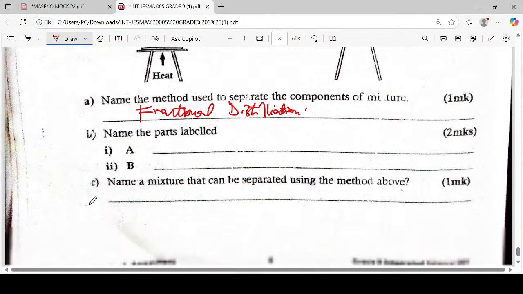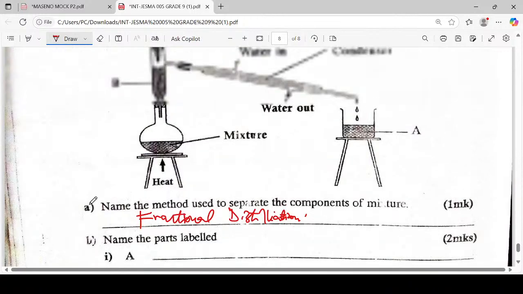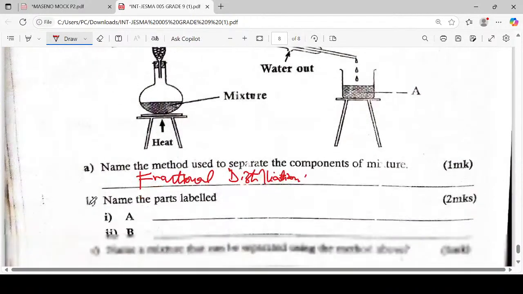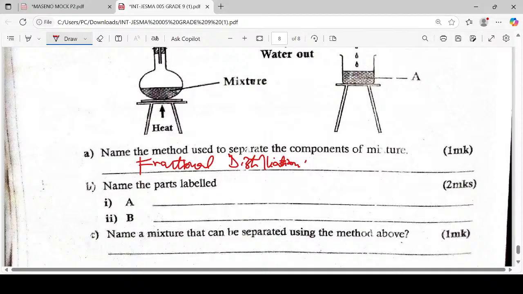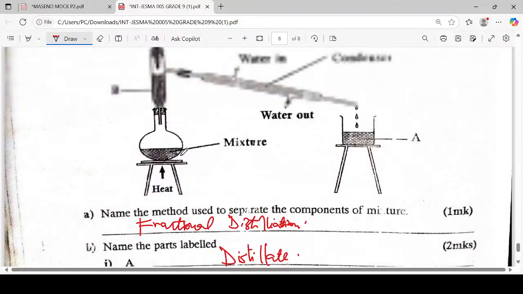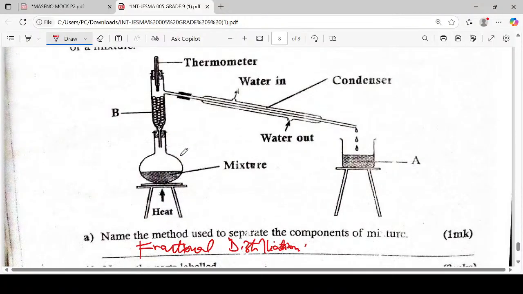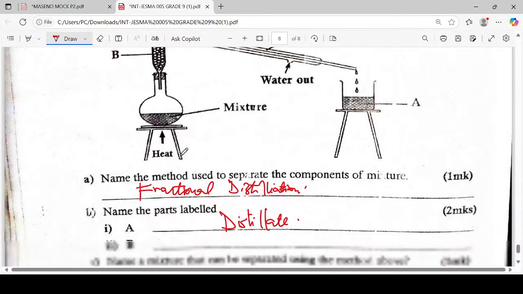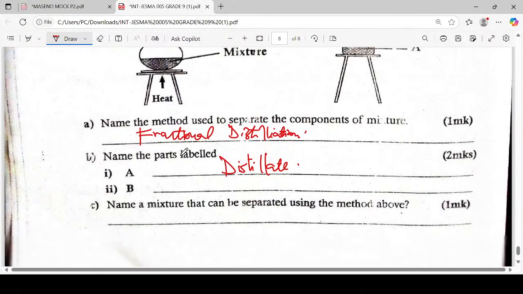Roman B. Name the parts labeled A and B. A is what is called the distillate. What has been distilled? We call it the distillate. Part B, let me just see. Part B, that is steam. This is steam.